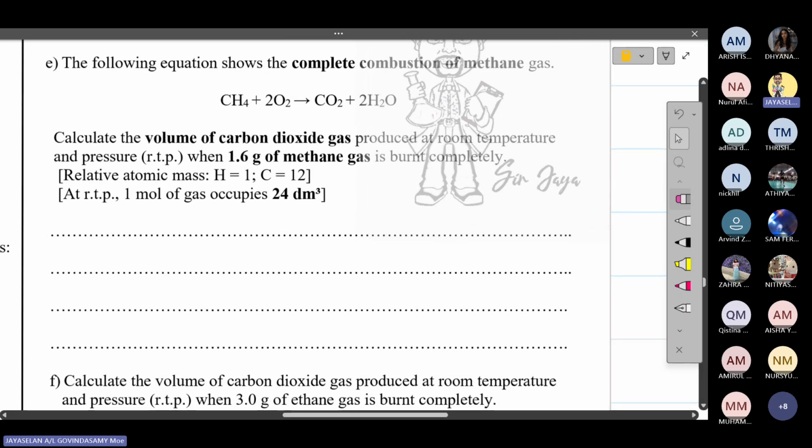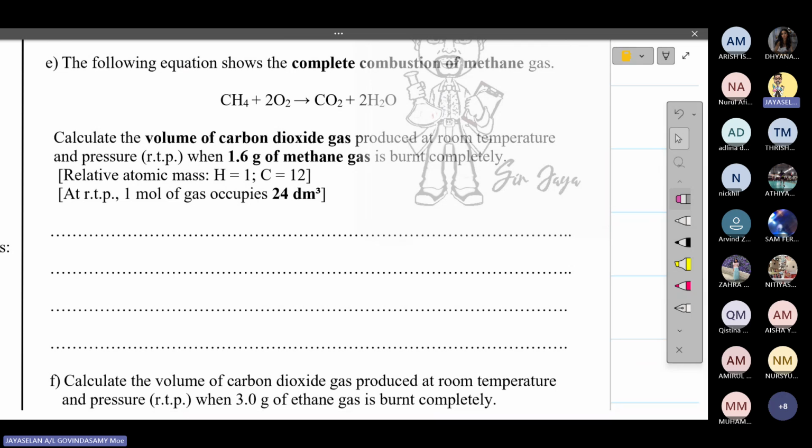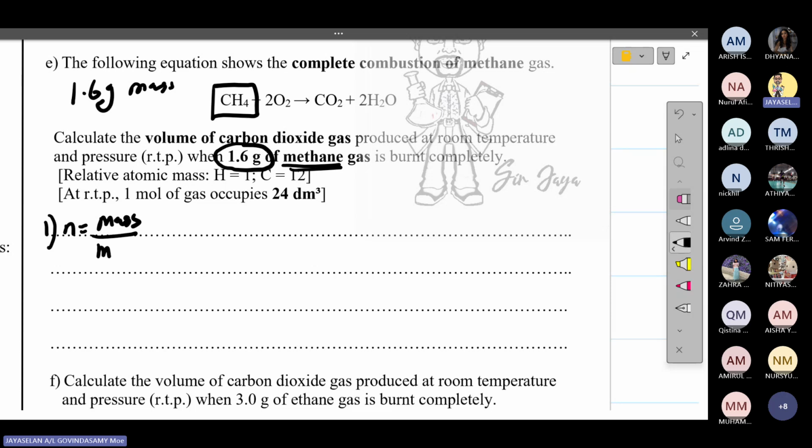Okay, read the question. Calculate the volume of carbon dioxide produced at room temperature. They give you, circle this, methane, 1.6 gram is mass. Okay, mass of what? Methane. So you are given this. First step, always find the number of mole. Mass over molar mass. Okay, this is the formula. So why do you use this formula? Because given mass, how to convert into number of mole if mass is given? Mass over molar mass. 1.6.